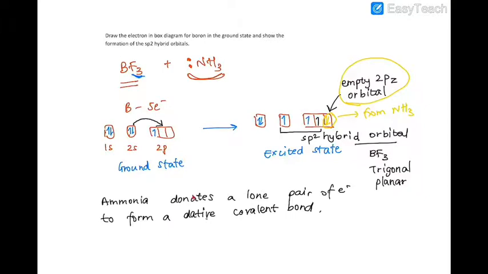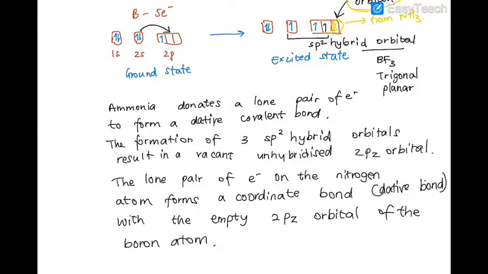So here the ammonia is going to donate a lone pair of electrons to form a dative covalent bond with the BF3. It is able to do this because the BF3 has an empty 2pz orbital that can accept a pair of electrons. So this process is explained here in words. You can take this down in your notes.